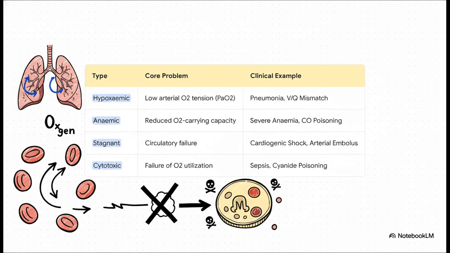Now, hypoxemic is the one we always think of first, right? A problem with the lungs getting oxygen into the blood. But look at the others. You could have anemic hypoxia, not enough hemoglobin, not enough buses to carry the oxygen. Or stagnant, the circulation itself fails, the buses can't get to their destination. And then there's cytotoxic, where the cell itself is basically poisoned and can't use the oxygen even if it's delivered perfectly. See? The problem isn't always in the lungs.